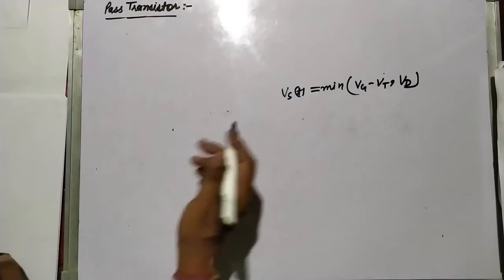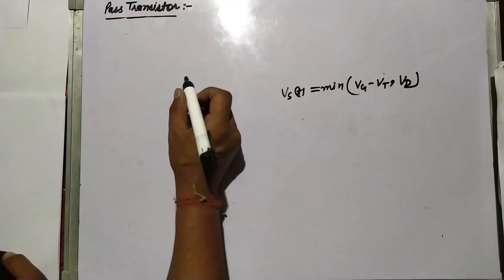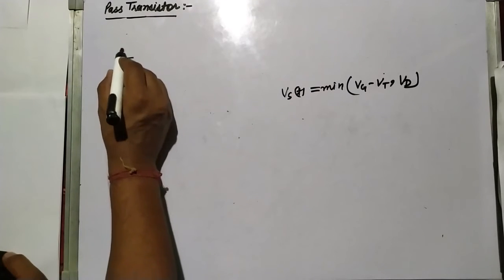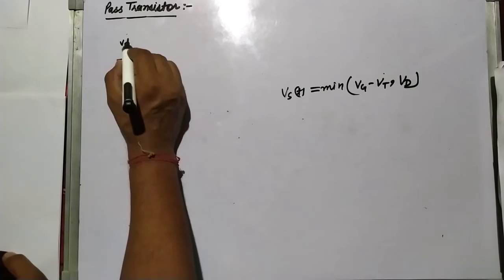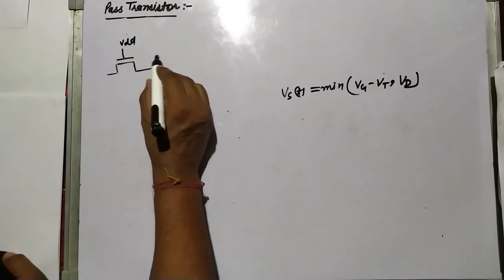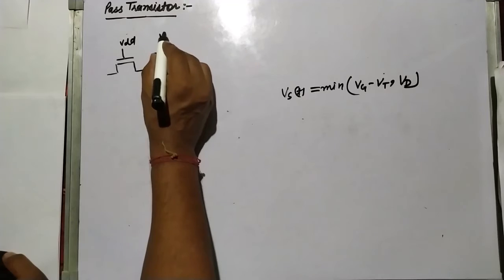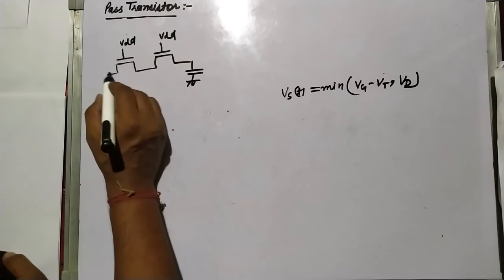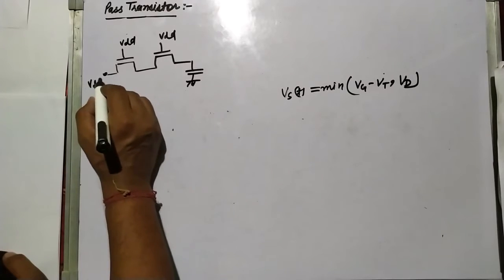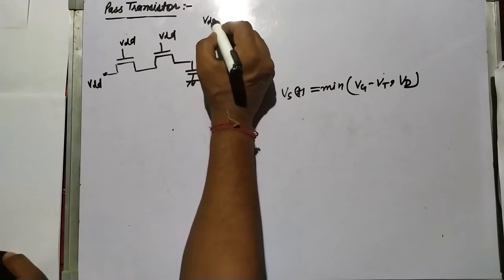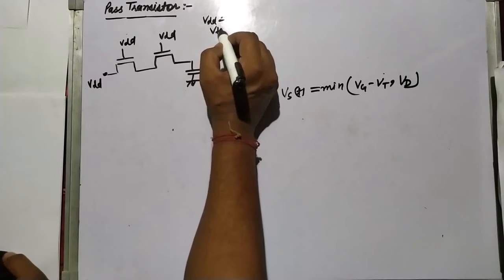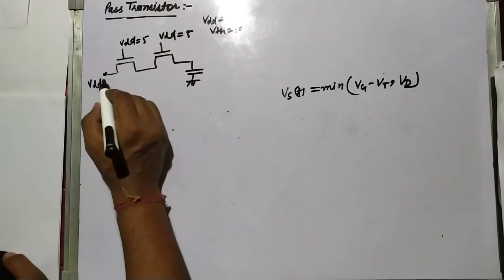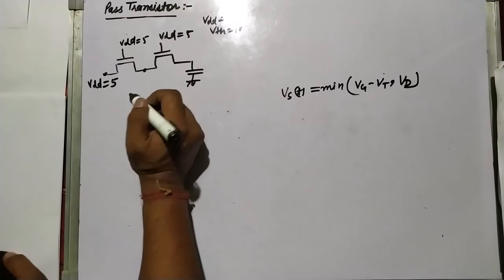Now take an example. This is VDD, and again I am giving VDD, and there it is also VDD, and VDD I am taking 5 volt, VTH I am taking 1 volt. So it is 5, it is 5, this is 5. So how much voltage will I get here?